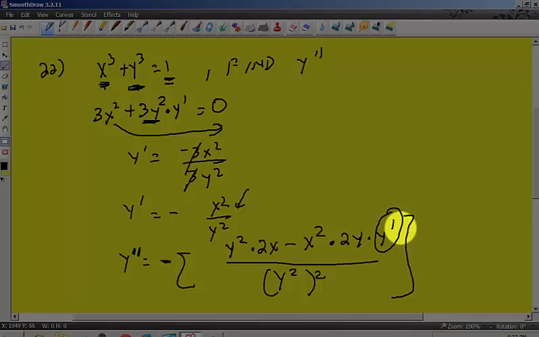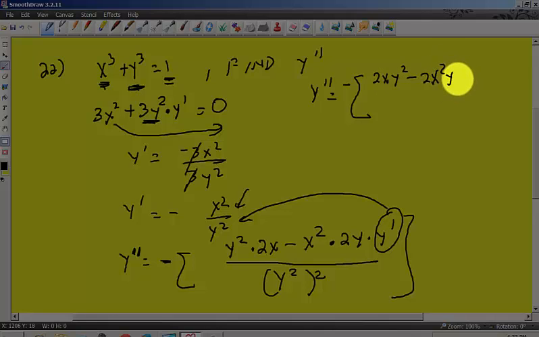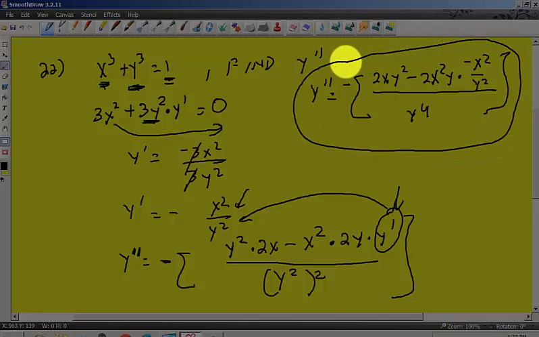you just can't leave y prime. You have to write everything in terms of x and y. See this y prime right there? I have to replace that with what my y prime really stands for. So I don't have to clean it up, but I do have to replace that. So y double prime is negative, brackets, 2xy squared minus 2x squared y times my y prime, which is negative x squared over y squared, and all that is going to be over y to the fourth. Now I can stop because I can't have y primes in there. I have to go back and substitute.